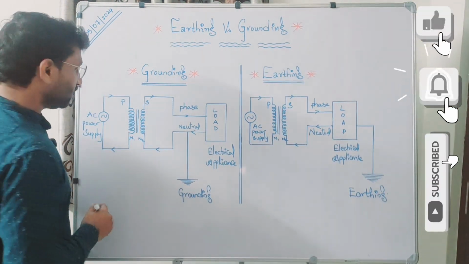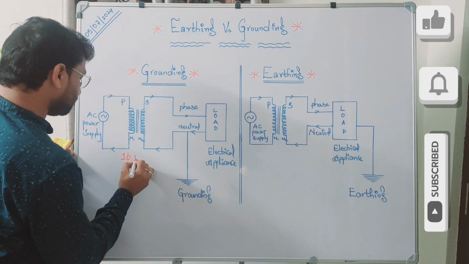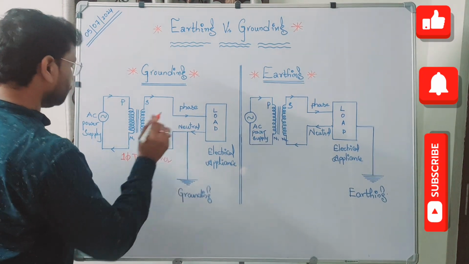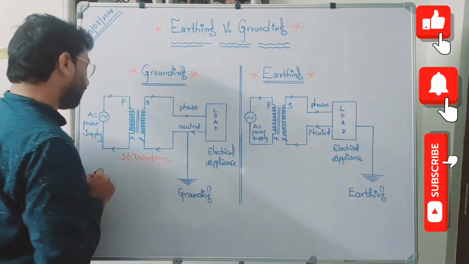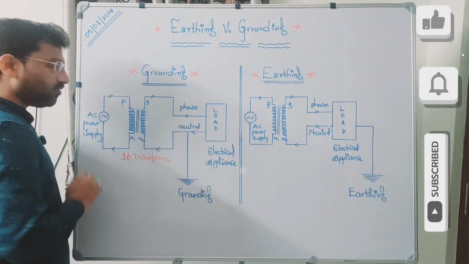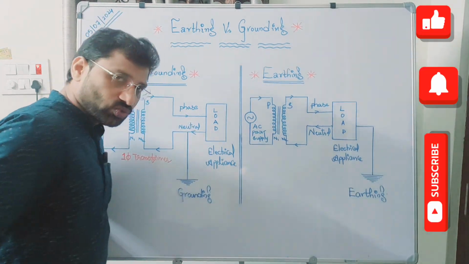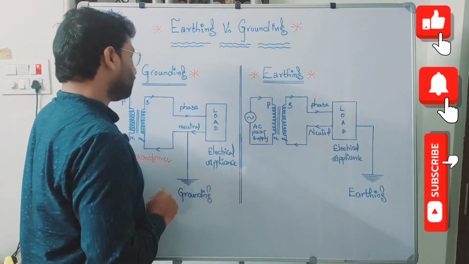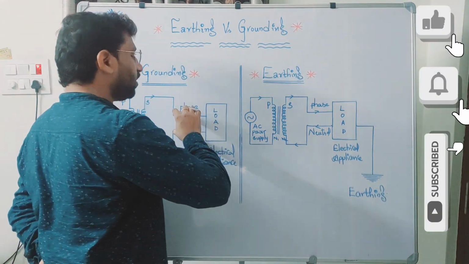In this diagram, this is a single phase transformer, which has two windings, primary winding and secondary winding. P stands for primary winding and S stands for secondary winding. The primary winding of this single phase transformer is fed with AC power supply, and the secondary winding has two leads. Since it is a single phase transformer, these two leads are termed phase and neutral, and these two are connected to a load.